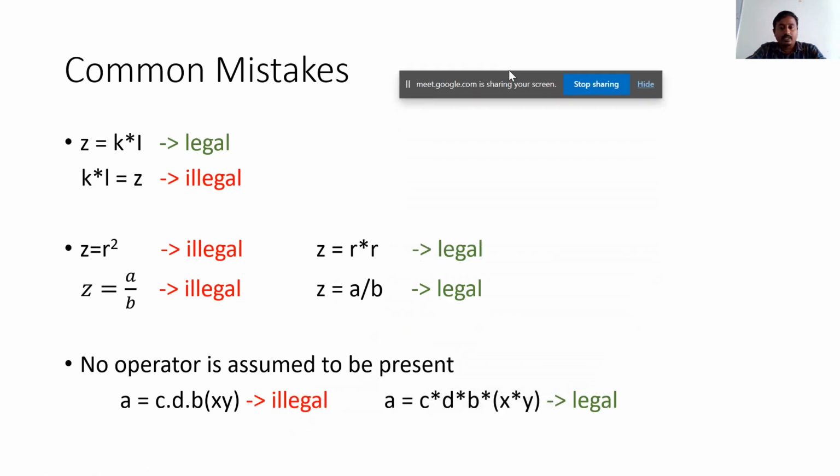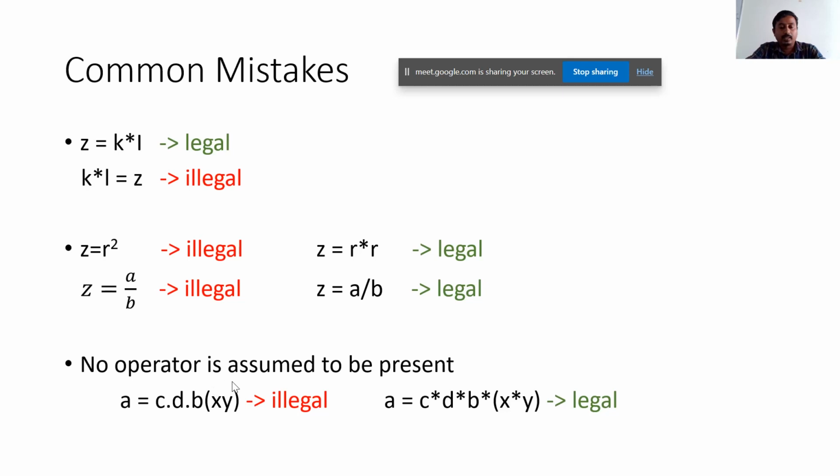No operator is assumed to be present. In mathematics we often drop the multiplication symbol. These are perfectly fine in mathematics, but illegal in programming. The correct version of this expression is a equals c into d into b into this bracket. You even have to specify multiplication between this b and this bracket. So no operator is assumed to be present.